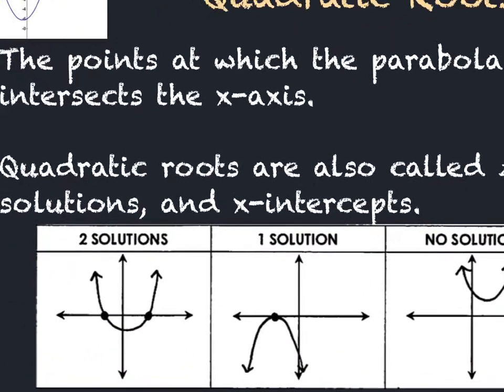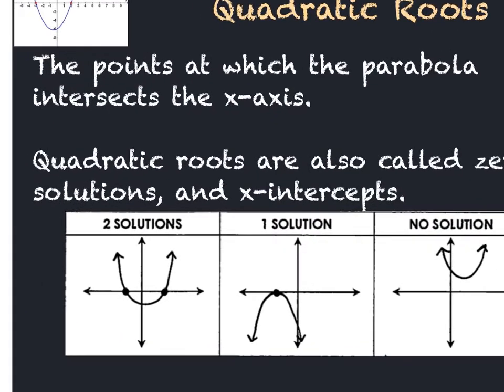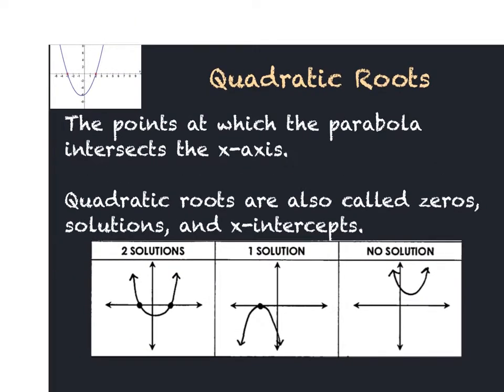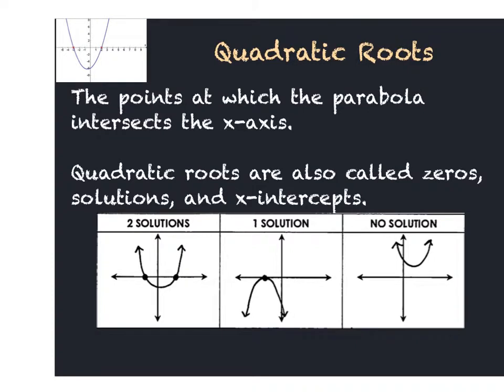All right, so quadratic roots, again, you have the definition there. You could read it yourself. I already mentioned it in the previous slide. Now, one thing I want you to write, though, is they're also called zeros, solutions, and x-intercepts. So you could hear any one of these. I could say find the quadratic roots. I could say find the zeros. I could say find the solutions. I could say find the x-intercepts. And that all stands for the same thing.